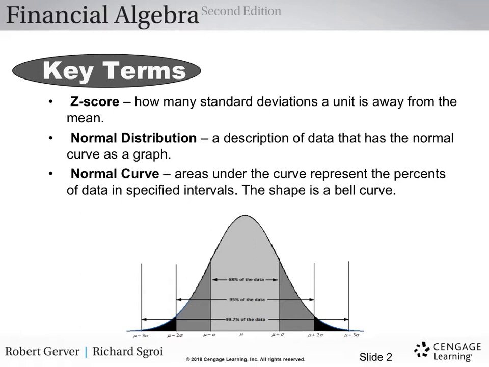All right? And then normal curve, which is shown at the bottom of this slide, is the areas under the curve represent the percents of data in specified intervals. The shape is a bell curve. So the normal curve looks like this curve that's shown right here. And as you can see, the middle of it, and let me just mark it here so we can see what we're talking about here. The middle of it is the mean, okay? So there it is right there, all right?